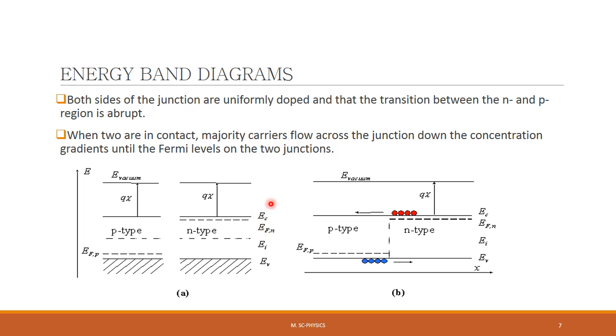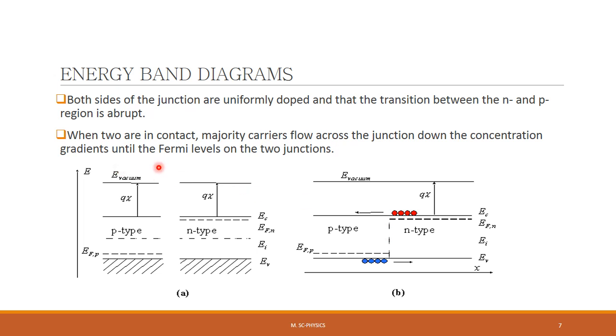Therefore both are in contact. This is called the conduction band energy. This is called the valence band energy. Therefore the Fermi level is nearer to the valence band in p type, and it is nearer to the conduction band in n type. Therefore electrons flow from the n to p region. Therefore the conduction band and the valence band gradually bend up and down, depending upon the majority carrier flow of current.